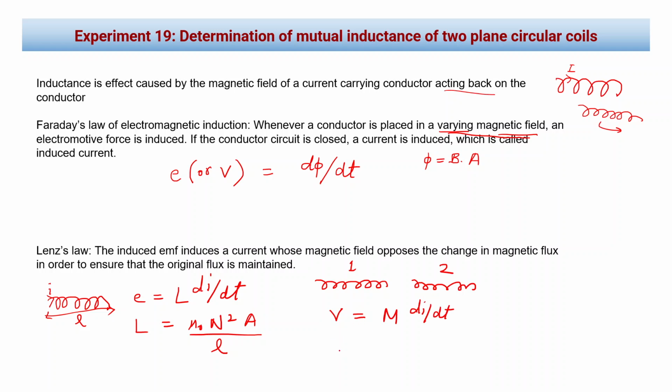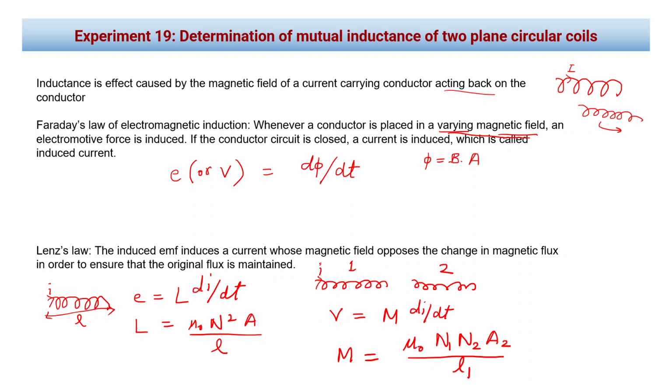And the formula for mutual inductance is M equals mu naught, the permeability, times the number of turns in coil 1 and the number of turns in coil 2, times A2 divided by L1. Here we need to keep in mind that the area corresponds to the second coil, and the length is due to the first coil in which we are flowing the current.